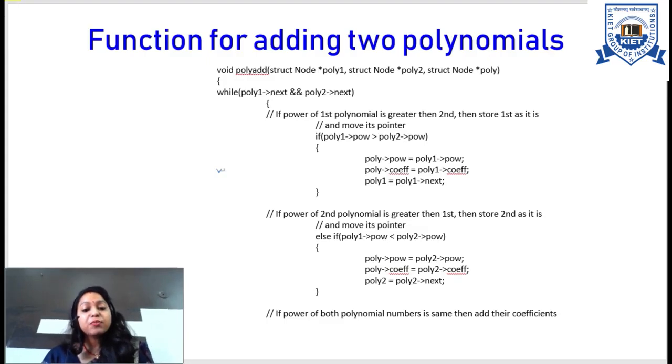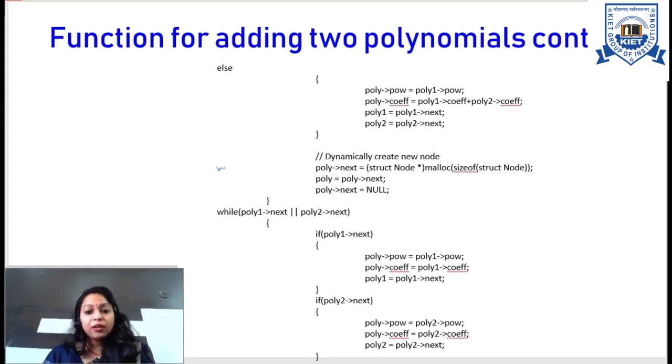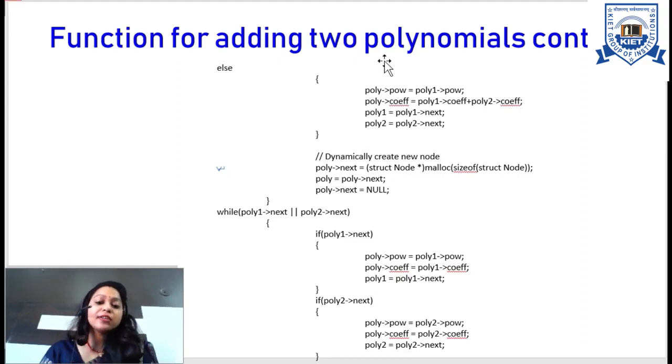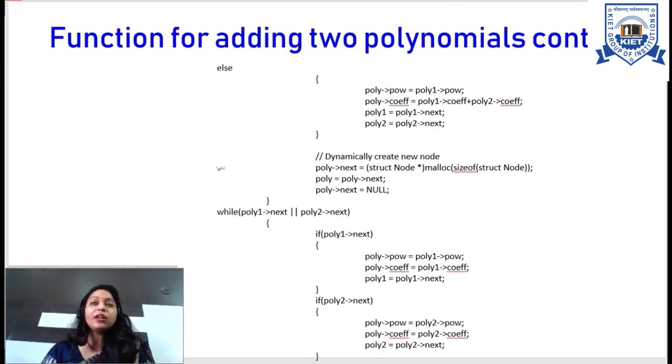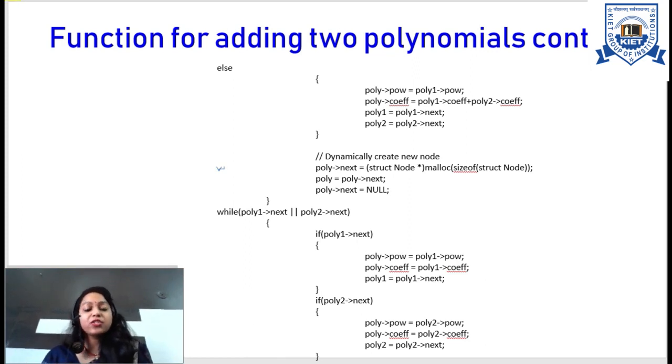And if the power of both the polynomial equations is the same, then we will add the coefficient parts of both the polynomial equations. We'll copy the exponent part of either polynomial equation, and we'll move to the next term of both the equations. Okay, now again we will create a node and will follow the same steps. We will be switching to other nodes. Okay, we are repeating these steps till one of the polynomial equations gets over.